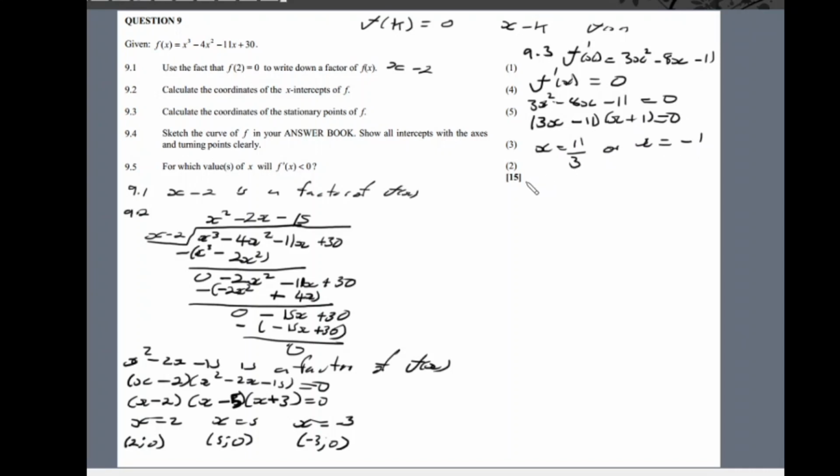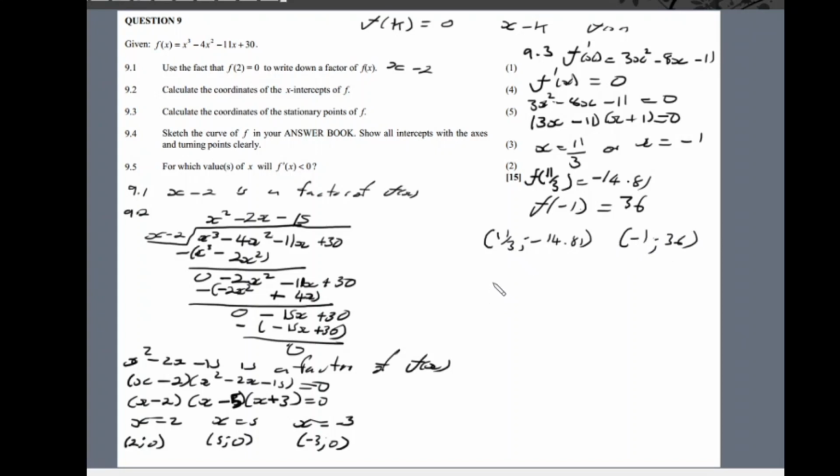So now we need to calculate the coordinates, so we have to calculate the y values. So if we substitute 11 over 3 in our function, y is equals to minus 400 over 27, which is minus 14.81, right? And then if we substitute minus 1 in our function, y is 36, right? So the coordinates of my turning point is 11 over 3 and minus 14.81, right? And then the other one is minus 1 and 36, right? And then I'll have to calculate the point of inflection.